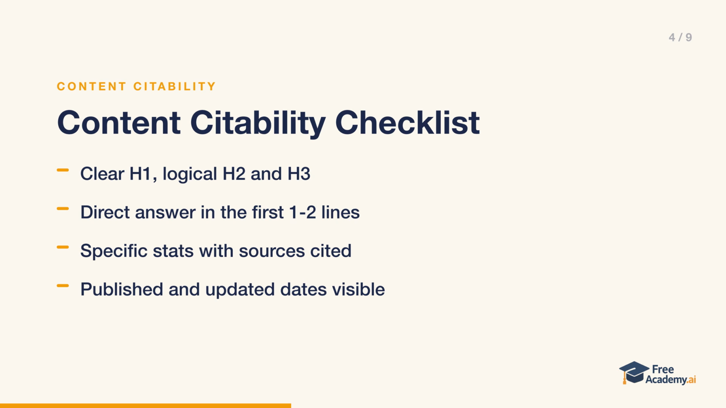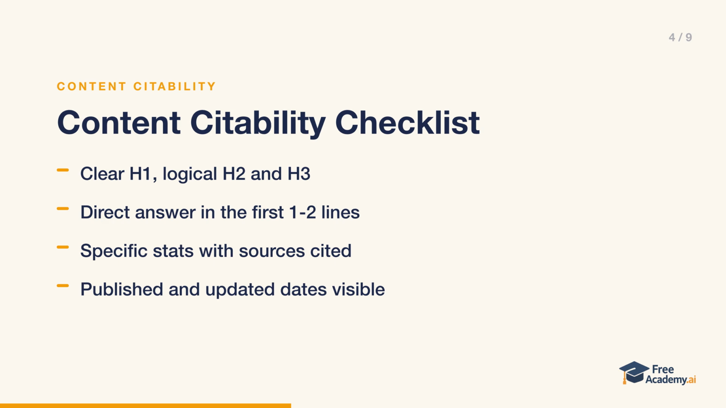Next, the checklist you run on every single piece of content, and it has 4 parts. Structure, a clear H1 with the topic, a logical H2 and H3 hierarchy, self-contained sections, and scannable formatting like lists and tables. Answers, a direct answer in the first 1 or 2 sentences, common questions addressed, comprehensive coverage, and actionable information. Specificity, specific statistics included, sources cited for your data, concrete examples provided, and definitive statements where appropriate.